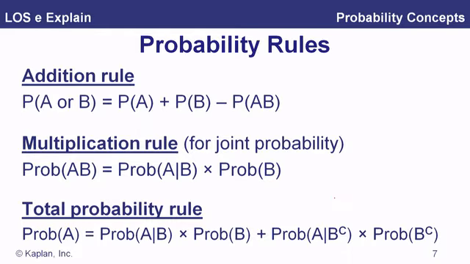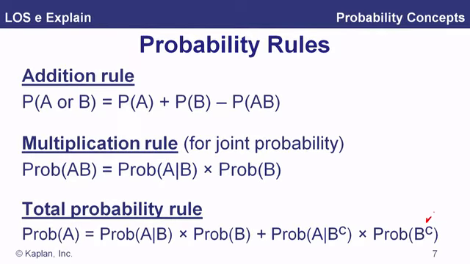And our total probability rule, and we introduce another notation here when we say B with that little C there, that's for the complement, okay? And so it really means not B here. So we take the probability of A given B times the probability that B will happen, and then we've got the probability of A given that B does not happen. Well, that covers everything. That's the total in total probability rule.